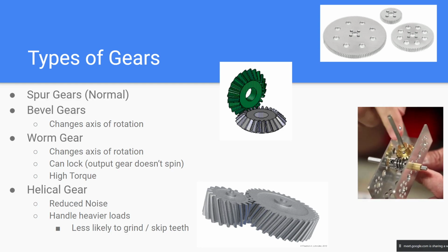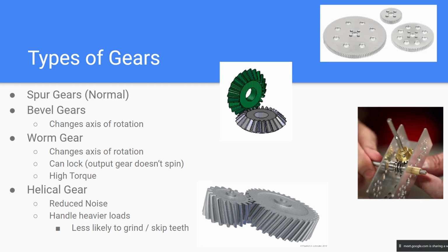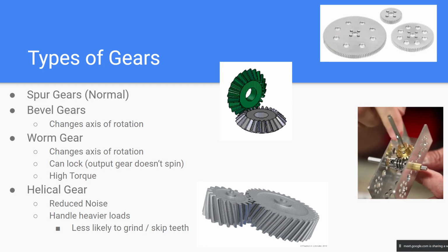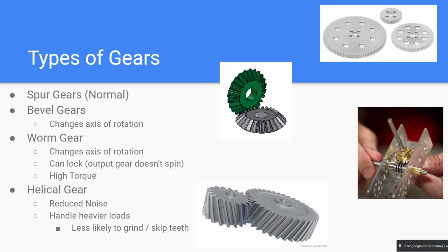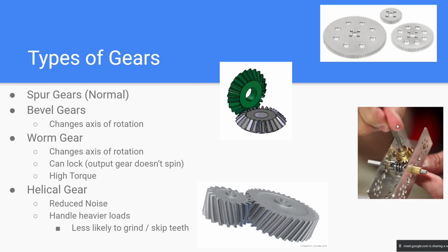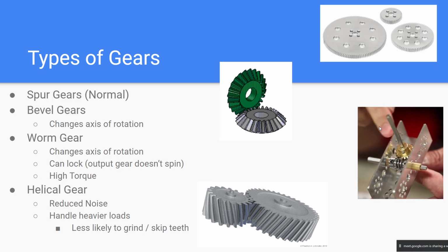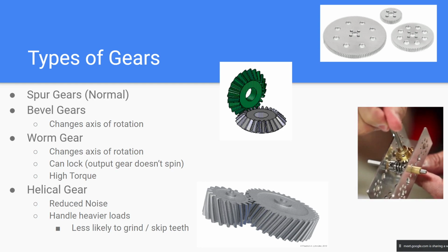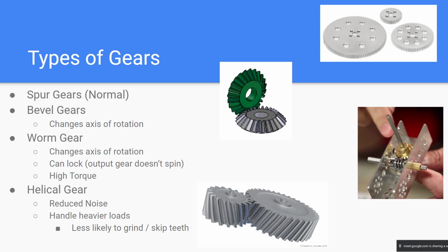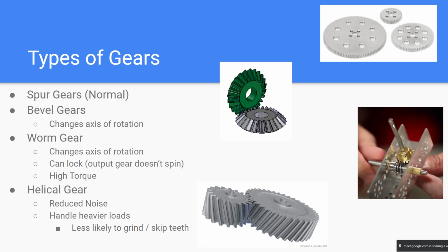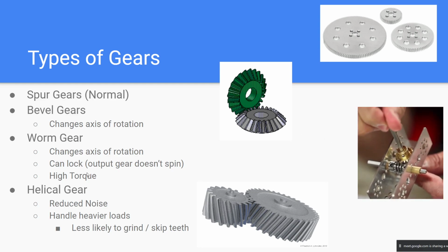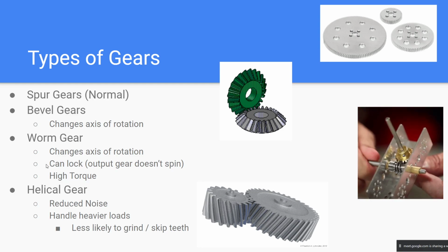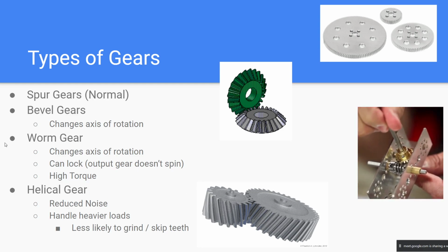He can't spin it. So that's interesting if you need to lift something really heavy and you don't want it to slip back down, then this physically will stop that slippage. You can only go up and down, and it'll literally stop. You can't slide back down because of the weight. Like I said, it's good for lifting heavy things. High torque. Torque means strength.